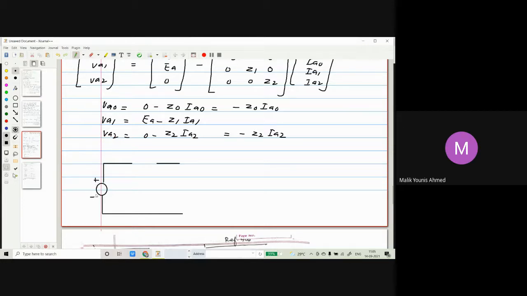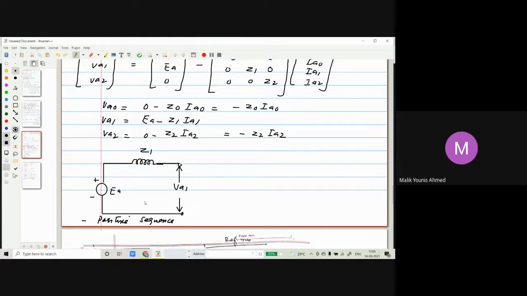So this is positive, this is negative. EA, this is your impedance, and this is for the positive sequence we are drawing first. This voltage will be VA1. Positive will only have voltage, and this will be your Z1. So this is for which sequence? This is for positive sequence.